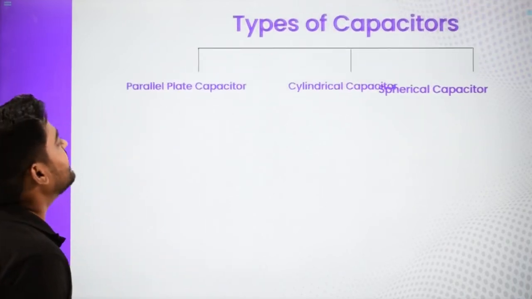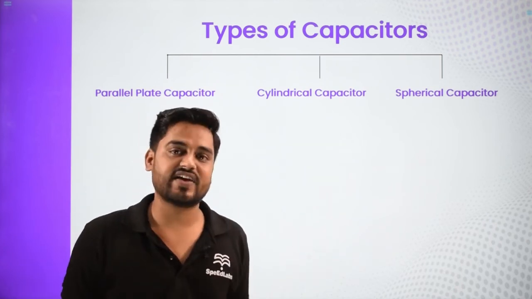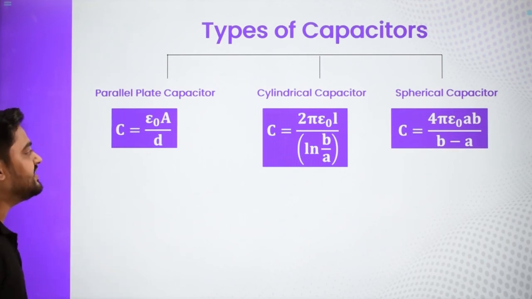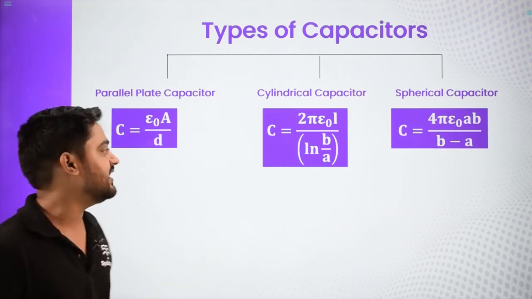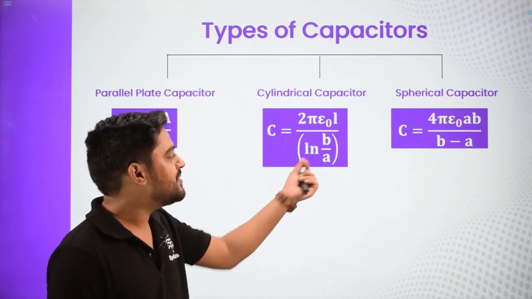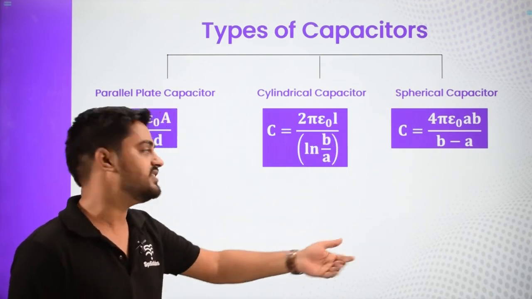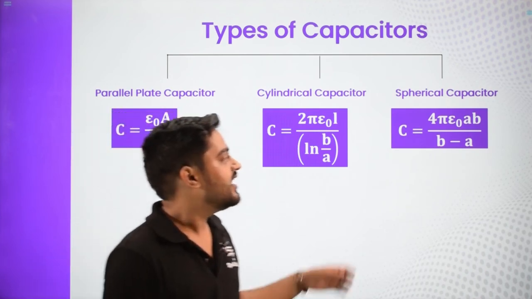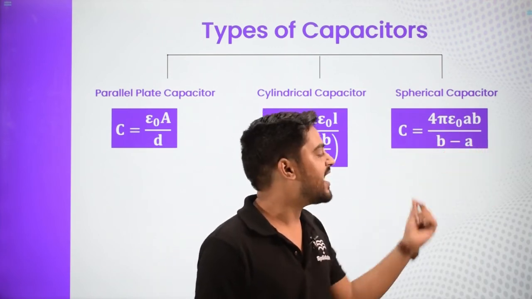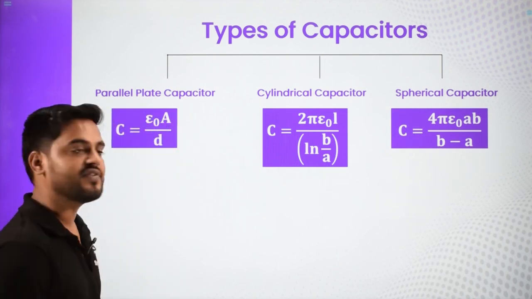Now let us reconsider all the types of capacitor again. So we had parallel plate capacitor, cylindrical and spherical. 3 types of capacitors were there. In the parallel plate capacitor, the formula for capacitance was epsilon naught A by D. The cylindrical capacitor was 2 pi epsilon naught L by ln B by A. So L was the length of the cylinder, B was the radius of the outer cylinder, and A is the radius of the inner cylinder. And for a spherical capacitor, we have capacitance as 4 pi epsilon naught AB by B minus A, where B is again the radius of the outer sphere and A is the radius of the inner sphere.